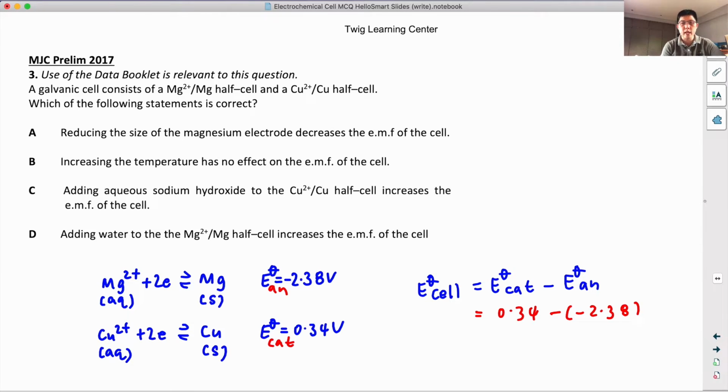If you reduce the size of the magnesium electrode, the magnesium electrode is a solid. So if you change the size, whether you make it bigger or smaller, it doesn't affect the E anode, because this is a solid. It's like when you do Kc, when you do chemical equilibrium with the Kc, the solid is not part of the equation, correct?